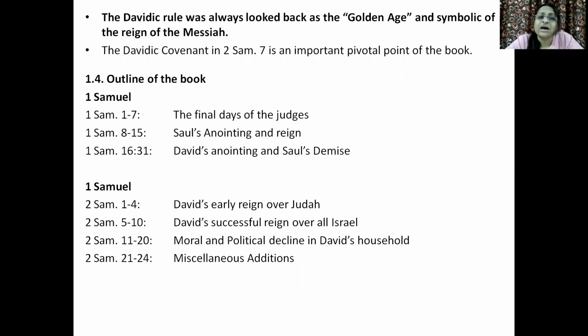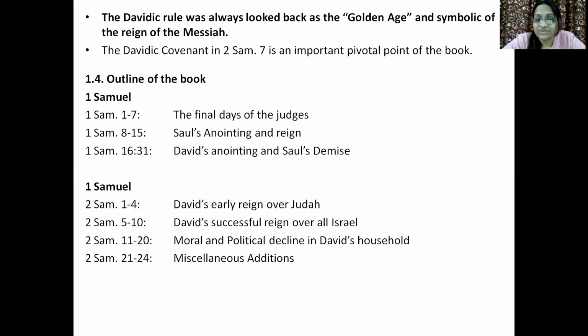Davidic rule was always looked back on as the golden age. It is always called the golden age of Israel's monarchical history, and it is actually symbolic of the reign of the Messiah. Okay, and through his lineage only do we know that the Messiah also comes.